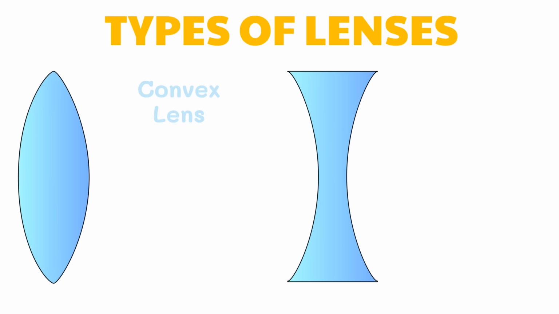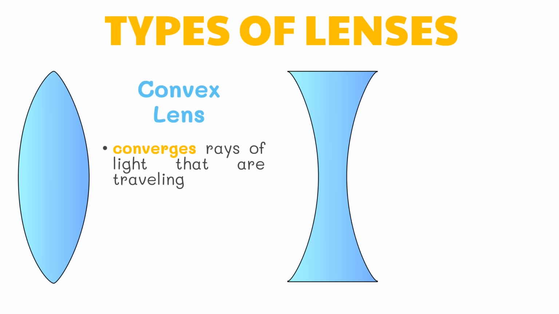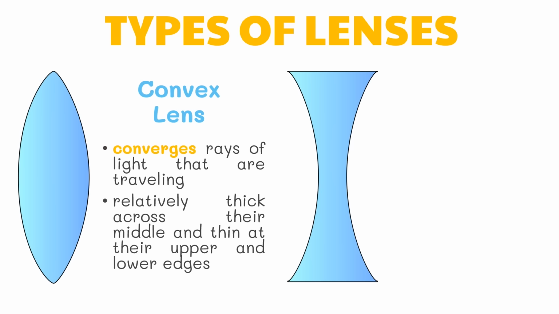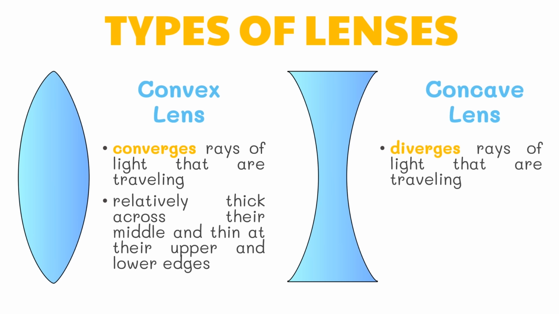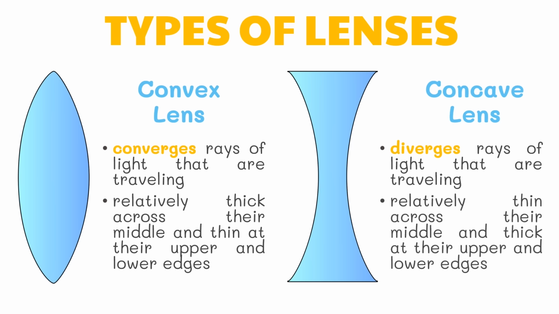A convex lens is a lens that converges rays of light that are traveling parallel to its principal axis. Converging lenses can be identified by their shape. They are relatively thick across their middle and thin at their upper and lower edges. A concave lens is a lens that diverges rays of light that are traveling parallel to its principal axis. Diverging lenses can also be identified by their shape. They are relatively thin across their middle and thick at their upper and lower edges.